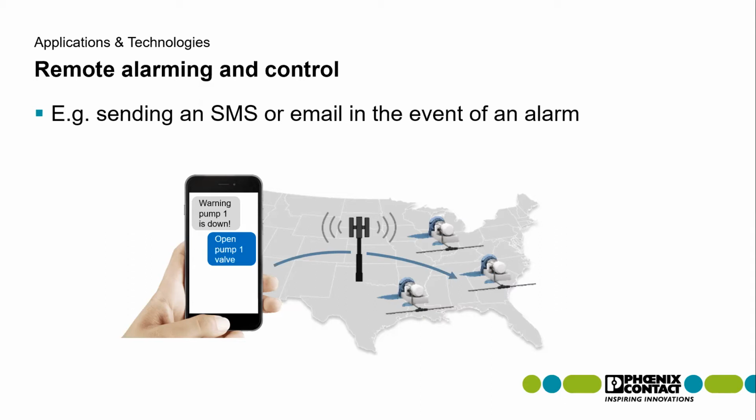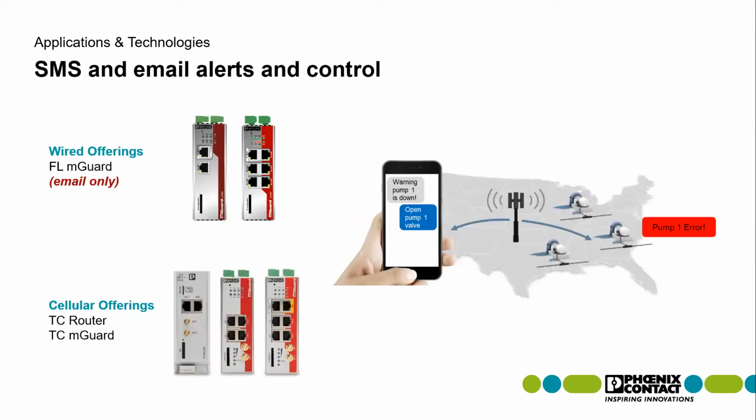So this has become a very common and popular use case for remote connectivity. And at Phoenix Contact, we have a whole portfolio of products that can meet some of these needs. Our FL MGUARD is our tried and true security router that's been around for a lot of years now. One of the nice features about it is it has 3 inputs on it that can be used to send email.